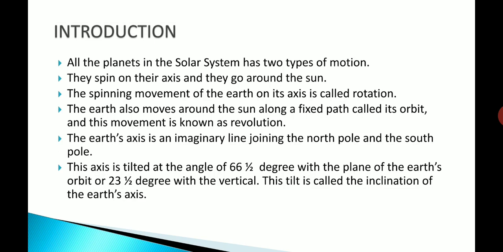I will explain again. The spinning or rotating movement of the Earth in a particular place on its axis is known as rotation, and during rotation the Earth goes around the Sun on a fixed path. This is known as revolution. The Earth's axis is an imaginary line, meaning the axis on which the Earth rotates. It is an imaginary line which joins the North Pole and the South Pole.